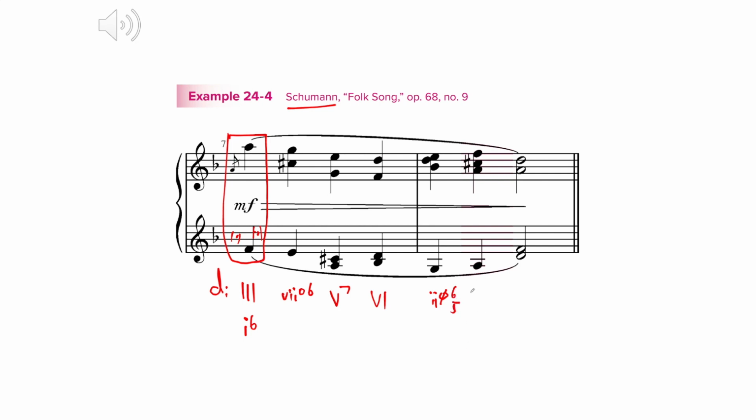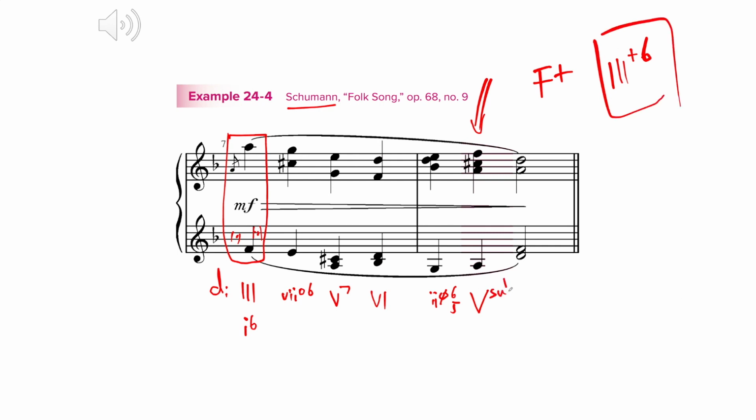And here we have A, C sharp, and F natural. This is actually an F augmented chord. That means III augmented in first inversion, but we hear it as a dominant with a substituted sixth. That means this F substitutes for the E here.